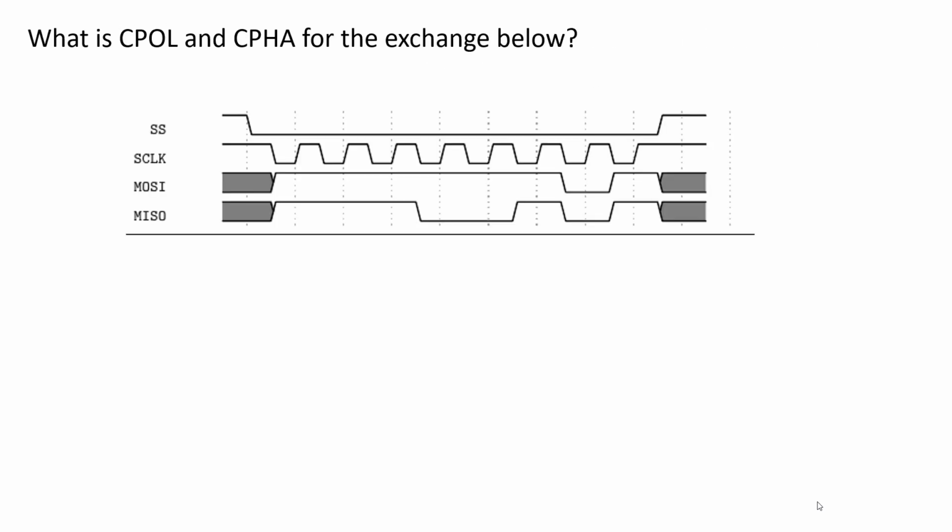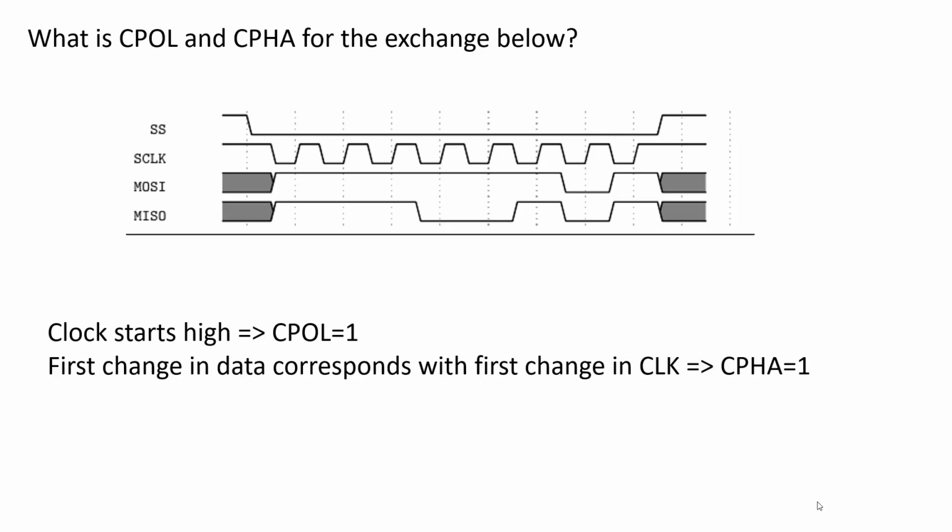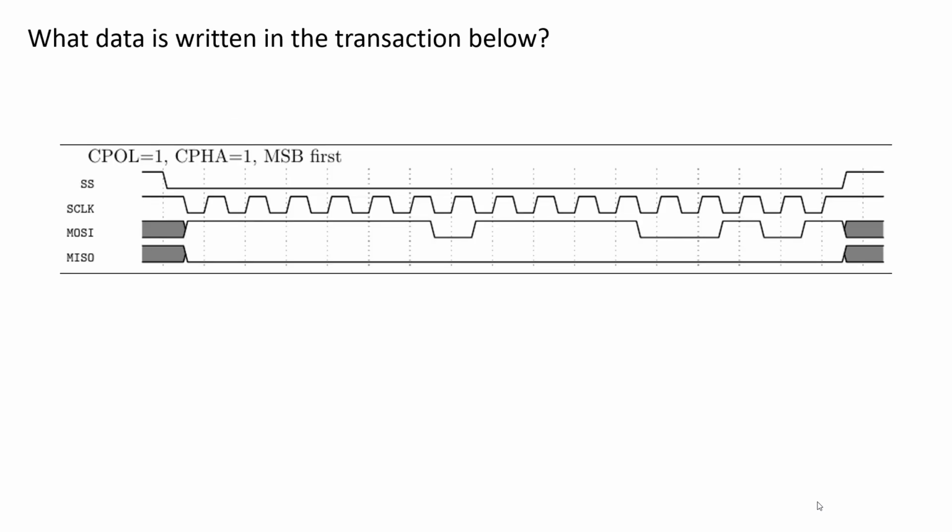What is CPOL and CPHA for the exchange below? Well, CPOL is easy. You just look for whatever the clock starts out at. So CPOL is high. CPHA is a little bit harder, but the way that I always look at this is if the data gets a head start on the clock, then CPHA is 1. In this case, it did not get a head start because the clock and the data were changing at the same time. So CPHA is 0.